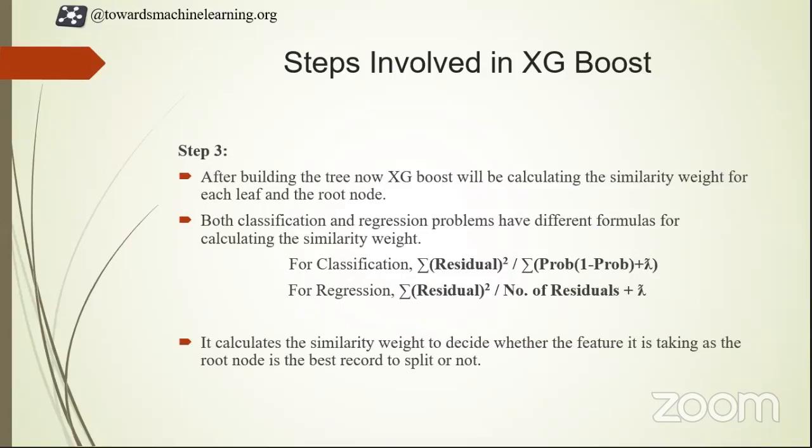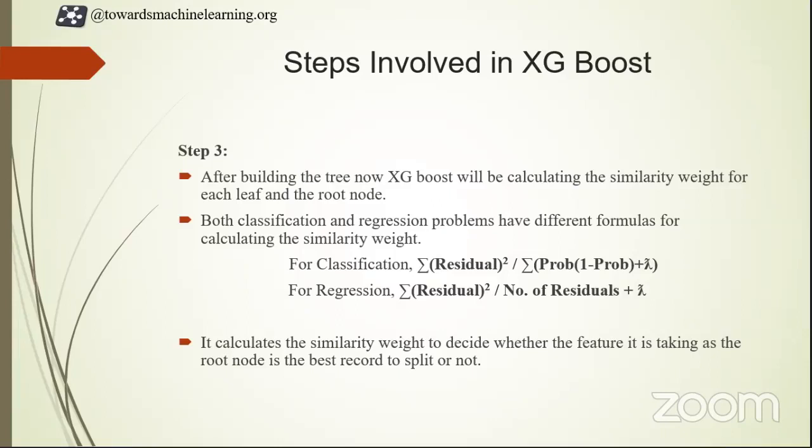Now here comes the magic of the XGBoost. Okay, now the previous steps were the same as gradient boosting. What we had done there: making an initial prediction, computing residuals, fitting those to the decision trees.